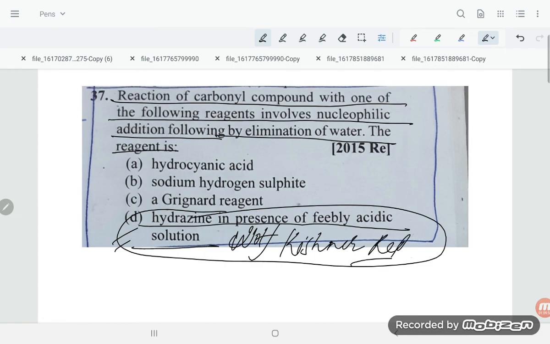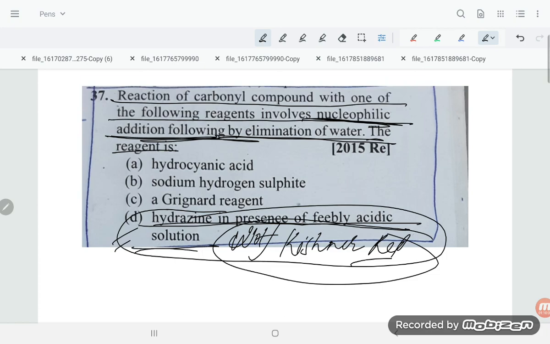So in the Wolff-Kishner reduction, what will happen, students? Reaction of a carbonyl compound with the following reagent involves nucleophilic addition followed by elimination of water. So this is hydrazine in the presence of a feebly acidic medium. So this is our required answer, student.